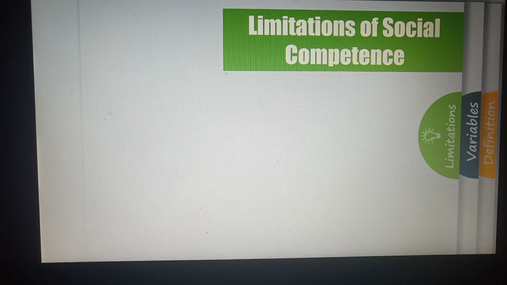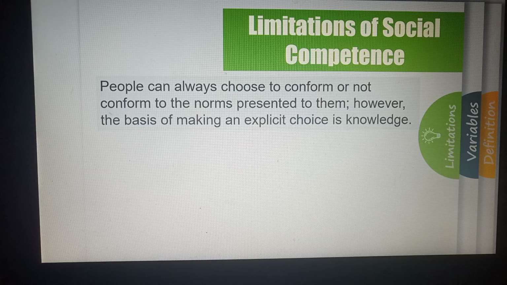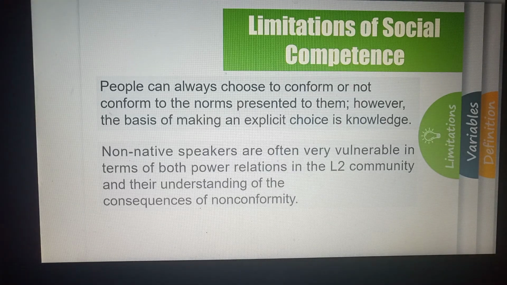Let's now go to the limitations of sociocultural competence. First, people can always choose to conform or not to conform to the norms presented to them. However, the basis of making an explicit choice is knowledge. Second, non-native speakers are often very vulnerable in terms of both power relations in the L2 community and their understanding of the consequences of nonconformity.